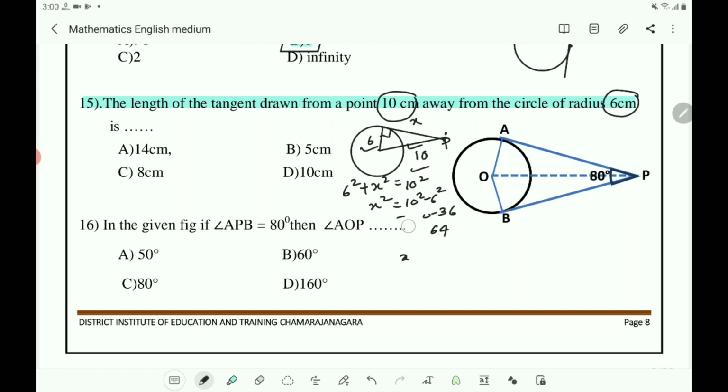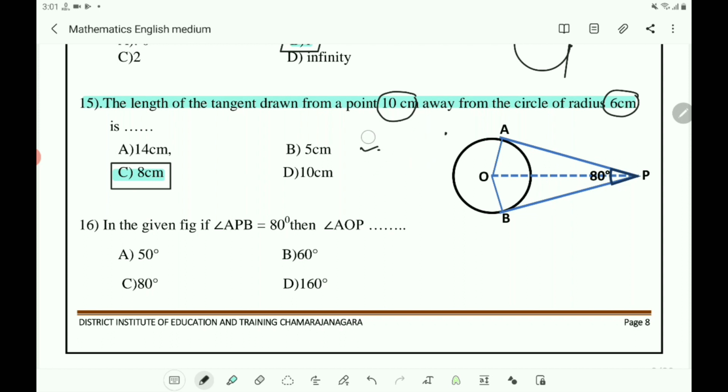Or if you know the Pythagorean triplets, by knowing that the triangle is a right angle triangle, two sides are given, 6 and 10. If you know the Pythagorean triplet, directly you will get the measurement of the third side, that is 8 cm. So which is the answer here? Answer is option C. Option C is the answer. Then you take the next question.